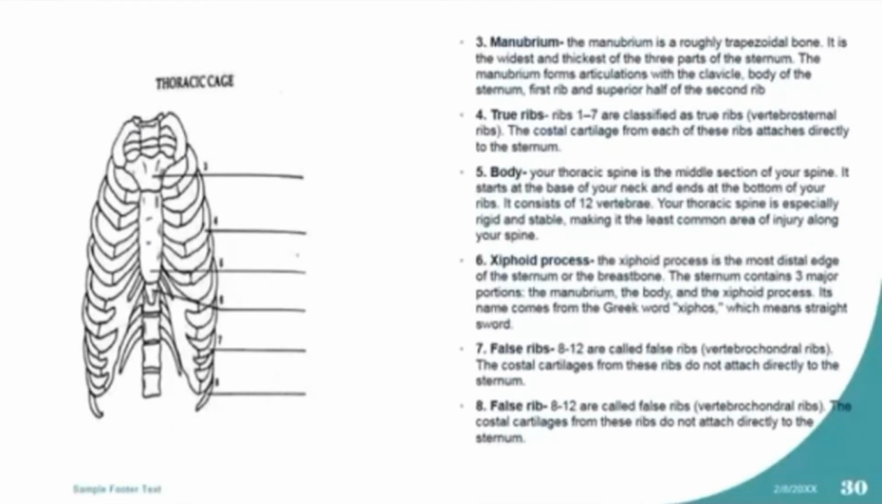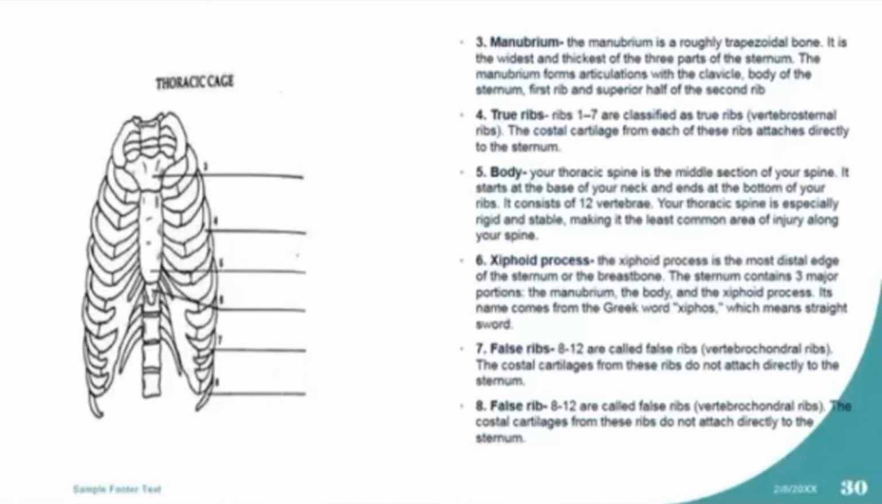So number 3 is the manubrium. The manubrium is a roughly trapezoidal bone. It is the widest and thickest of the 3 parts of the sternum. The manubrium forms articulations with the clavicle, body of the sternum, first rib, and superior half of the second rib. So number 4 is what you call true ribs, because ribs 1 to 7 are classified as true ribs.